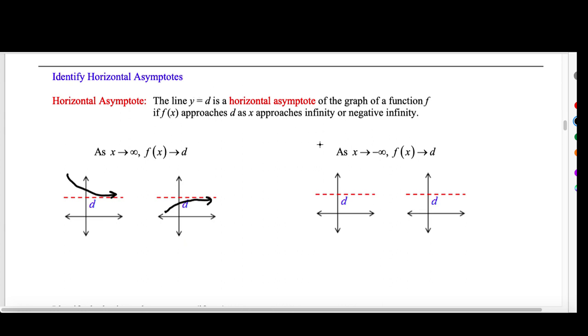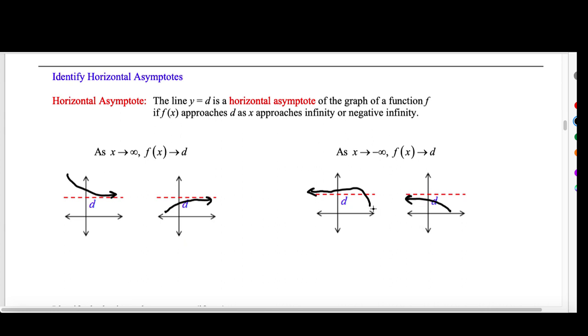Here, we have as x approaches negative infinity, f of x approaches d, right? So this is saying that as x gets smaller and smaller without bound, the function approaches the horizontal asymptote. So that could look something like this. As x goes to negative infinity, it could approach the horizontal asymptote from above, or it could look something like this, where it approaches from below.